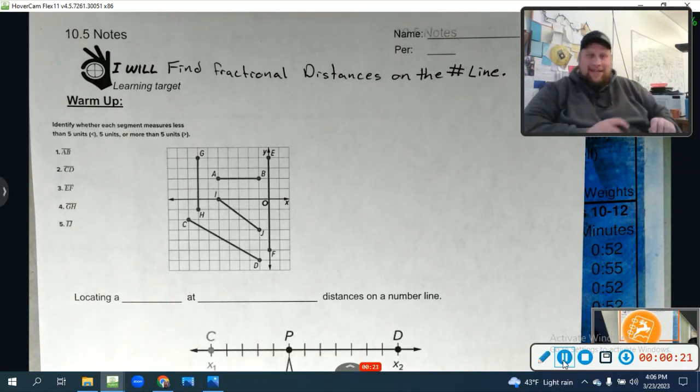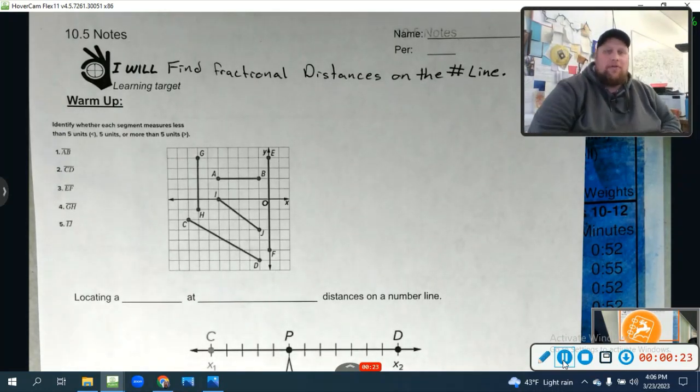All right, let's get into this. This is 10.5. I will find fractional distances on the number line.